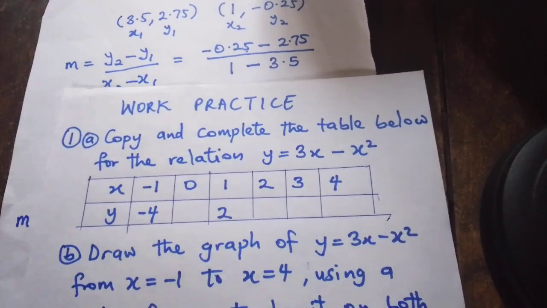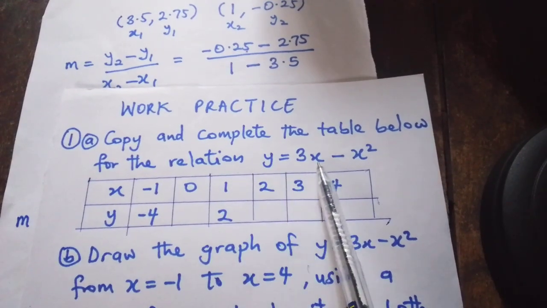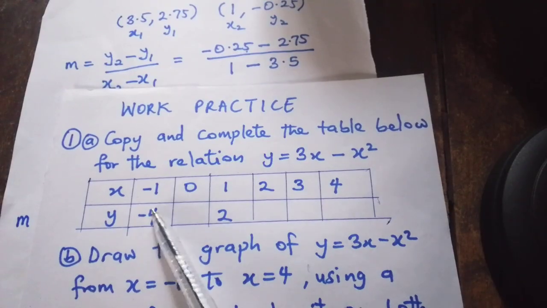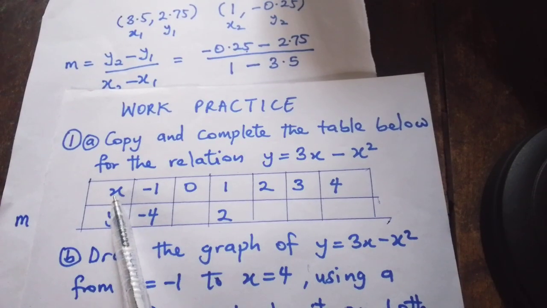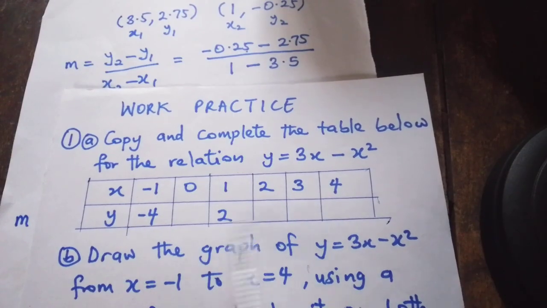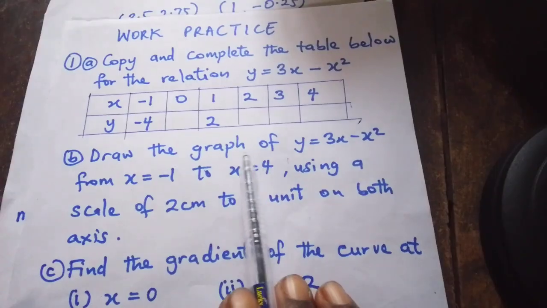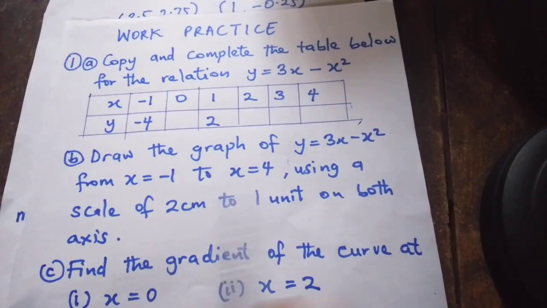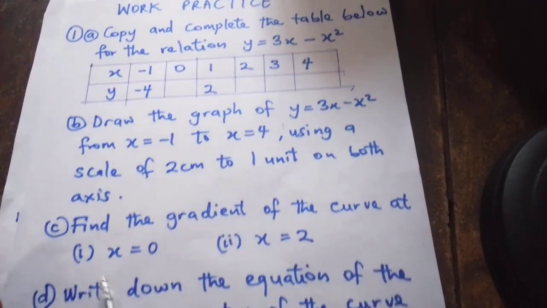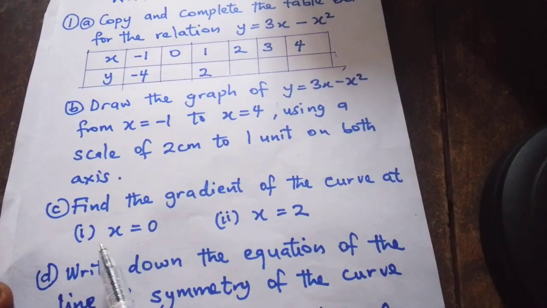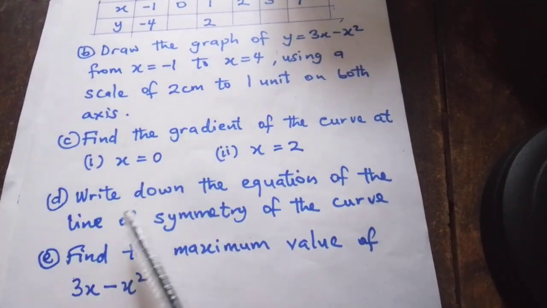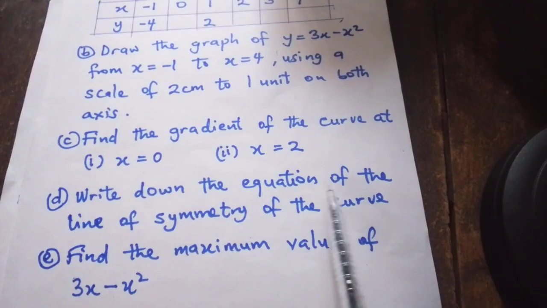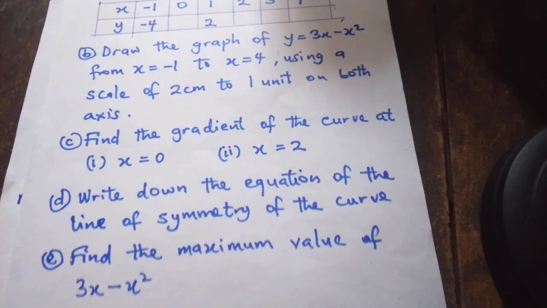So for your work practice, you are going to do this. A. Copy and complete the table below for the relation y equals 3x minus 3x squared. So you are going to look for the value for y when x is from -1 to +4. So you are going to fill in the gap. Then B, draw the graph of y equals 3x minus x squared from -1 to +4 using a scale of 2 cm to 1 unit on both axes. C, find the gradient of the curve at 1, when x is 0, then 2, when x is 2. Then D, write down the equation of the line of symmetry of the curve.